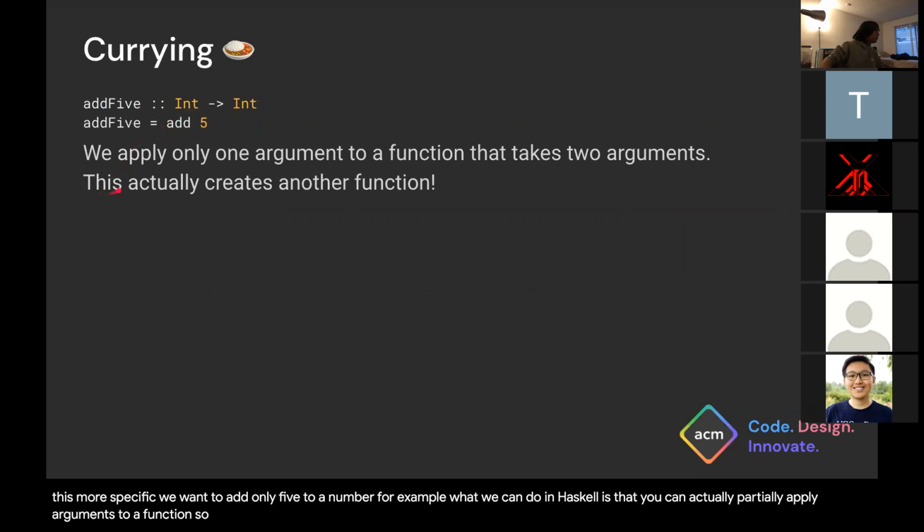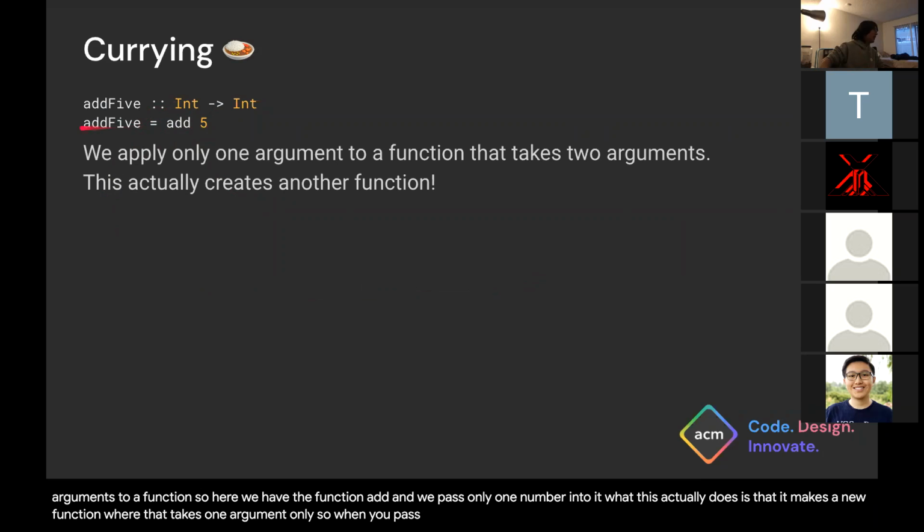So here we have the function add, and we pass only one number into it. What this actually does is make a new function that takes one argument only. So when you call add 5 3, you get 8, for instance. Yeah, that's basically it for currying.